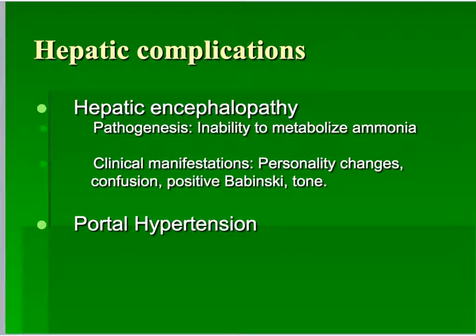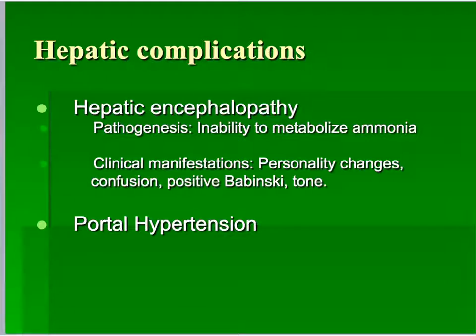Additional symptomatologies include hepatic encephalopathy. The reason why patients develop encephalopathy, which is personality changes and confusion, where they get very confused, can't concentrate, and can't think very well, is because of the inability to metabolize ammonia. Ammonia is a waste product, and when you're not metabolizing that ammonia, they develop these personality changes.